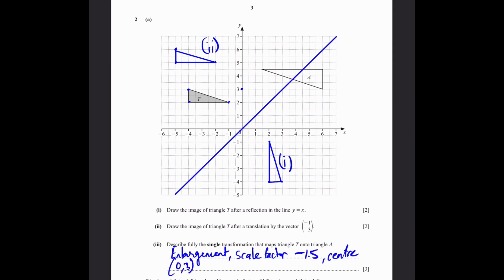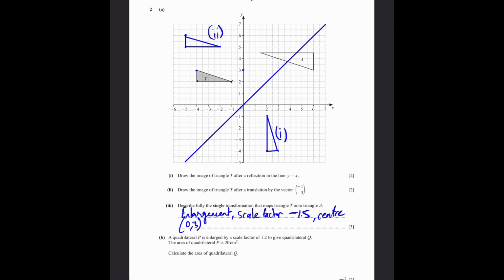It's the answer. B. A quadrilateral P is enlarged by a scale factor of 1.2 to give quadrilateral Q. The area of quadrilateral P is 20 centimeters squared. Calculate the area of quadrilateral Q. So since it's area, we multiply this area by 1.2 squared. That will be 20 into 1.44, which is 28.8 centimeters squared. You can calculate it using calculator if you want. You get that answer. Let's go to question 3.